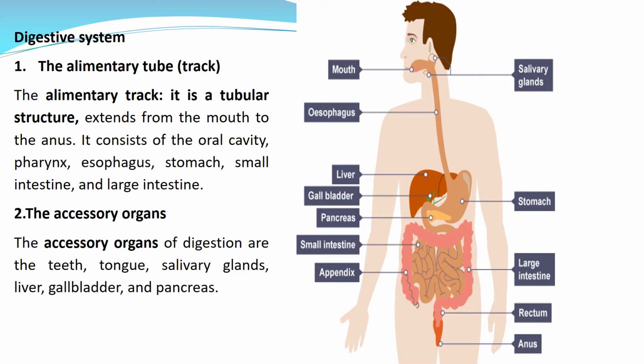Okay, so the alimentary tube is a tubular structure, extended from where it started, the oral cavity, as you see here, started from the mouth or the oral cavity, and ends up with the anus.